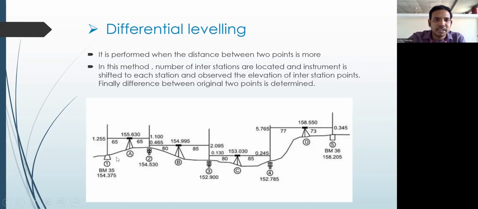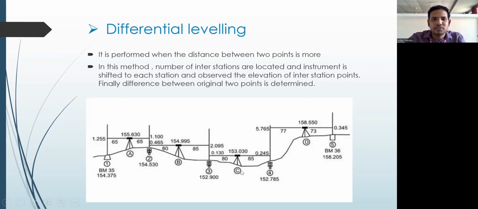For example, here between point 1 and point 2, I am placing the instrument at A. So at A, you will be placing the instrument and measuring the distance between the two points. You will be measuring the elevations of the two points 1 and 2. Similarly, you will be shifting the instrument to point B, and you will be getting the difference of elevation between the two points 2 and 3.